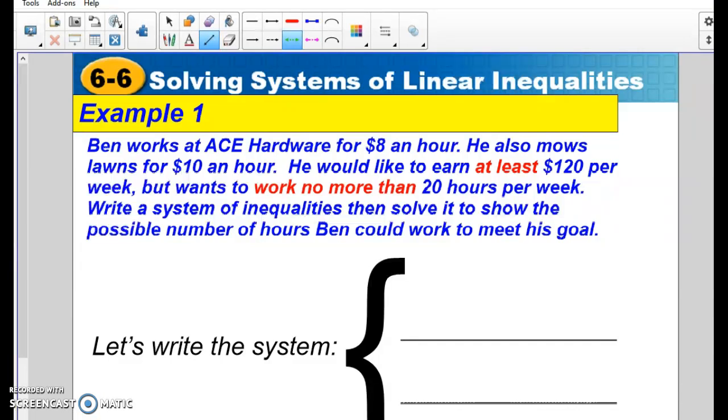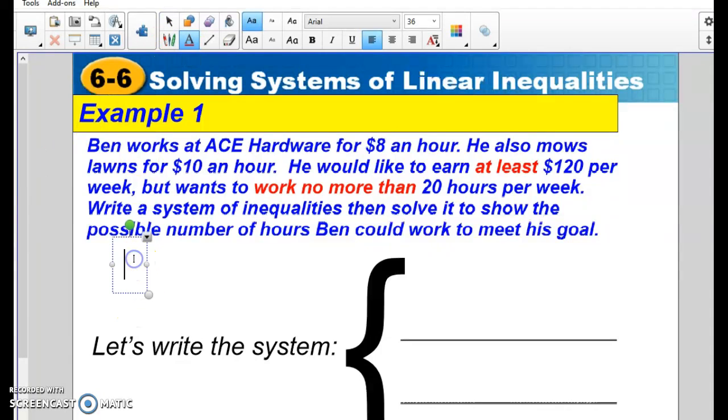It's the same story, but we have two different situations here. So first thing we need to do is write out our inequality. He makes $8 an hour at one job, $10 an hour at the other job, and he wants to make at least $120. So that means 8x at one job plus 10y at the other job needs to be at least $120. Oops, forgot my y.